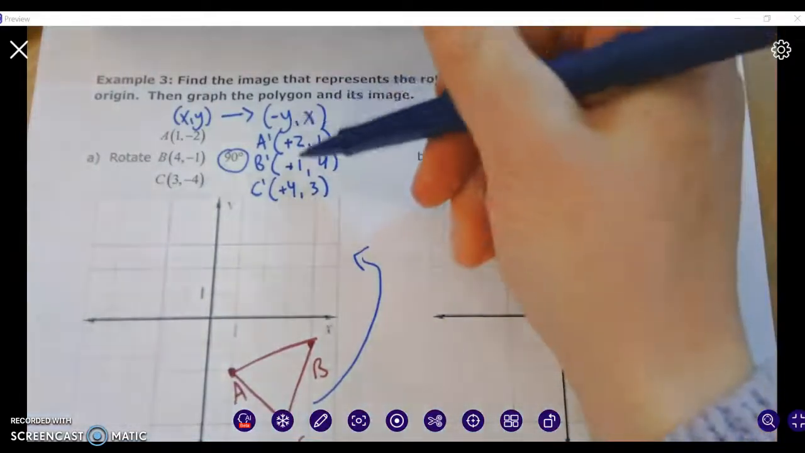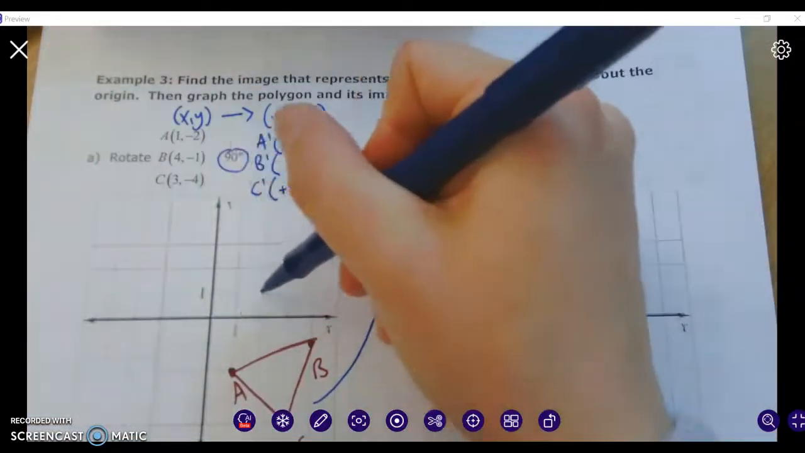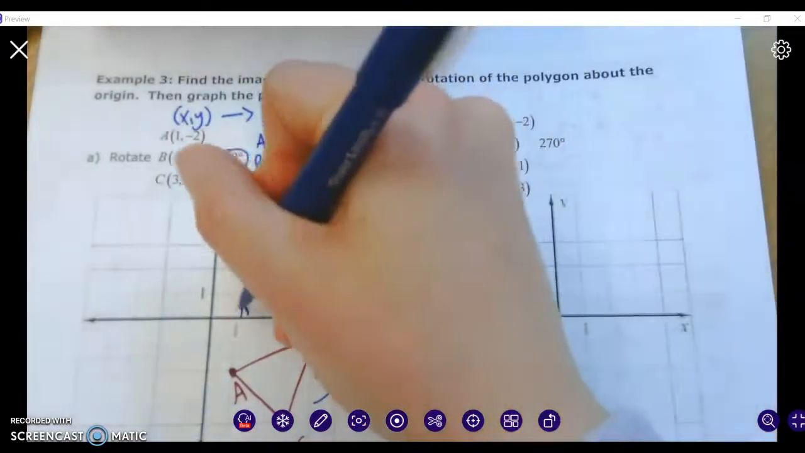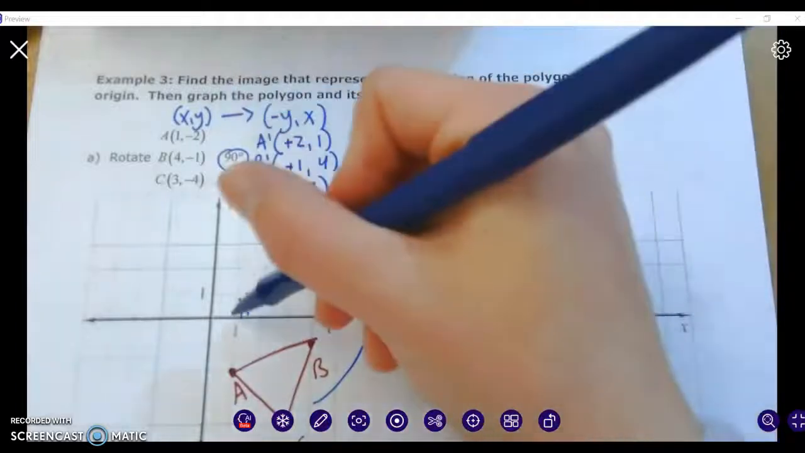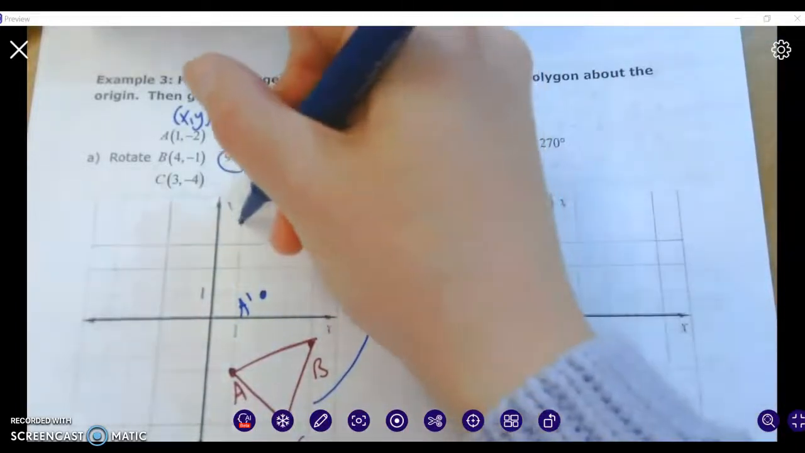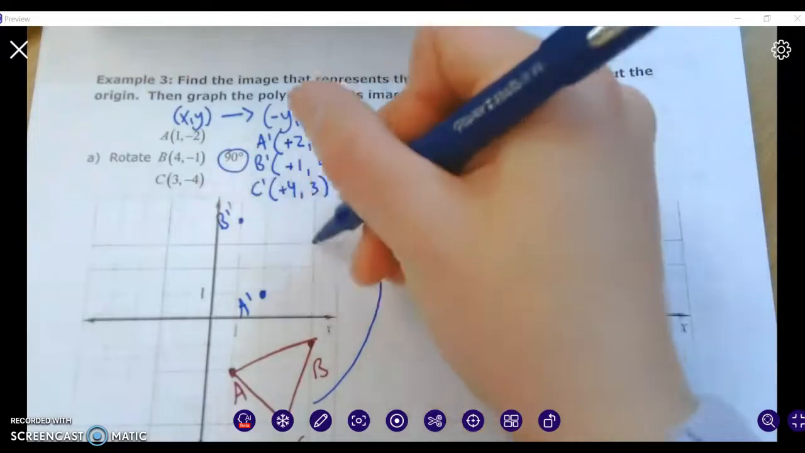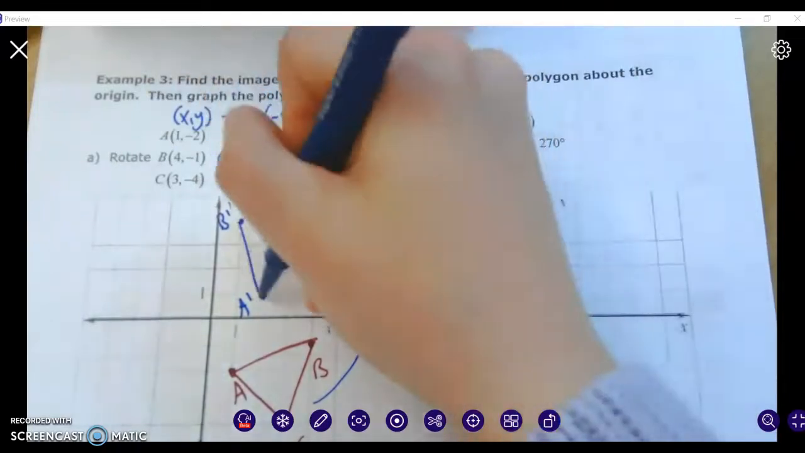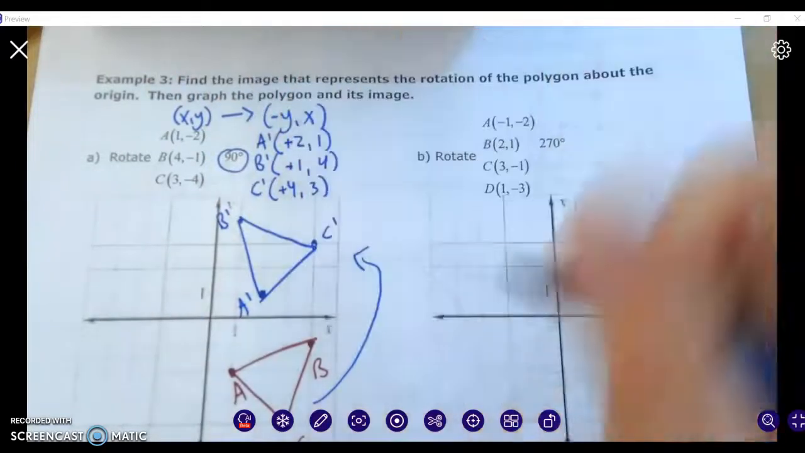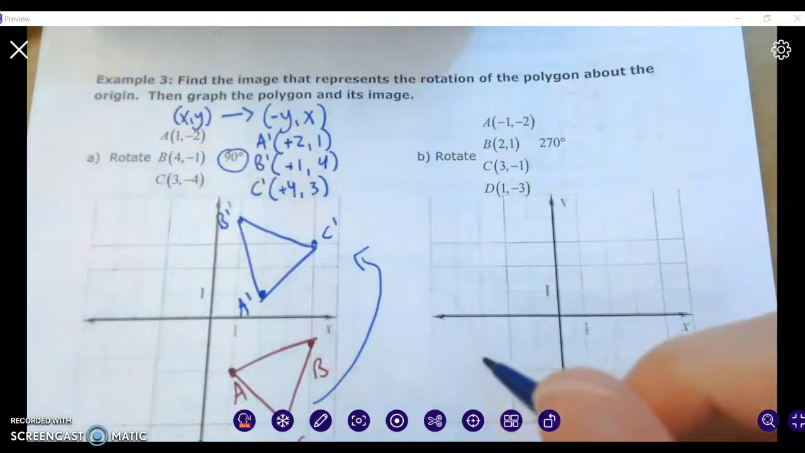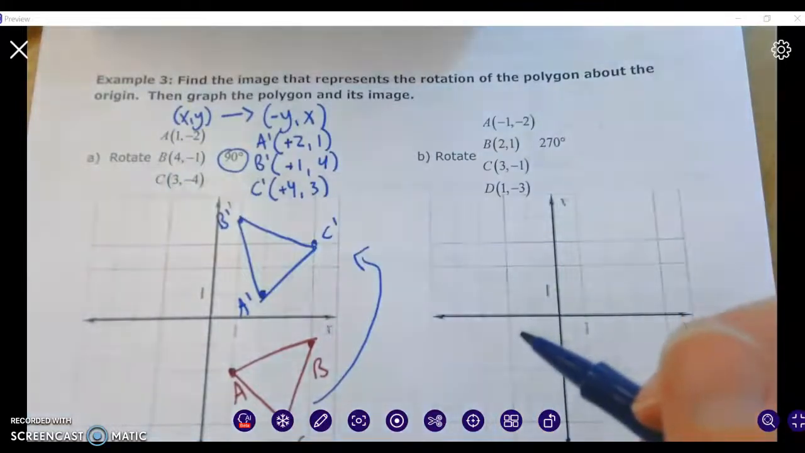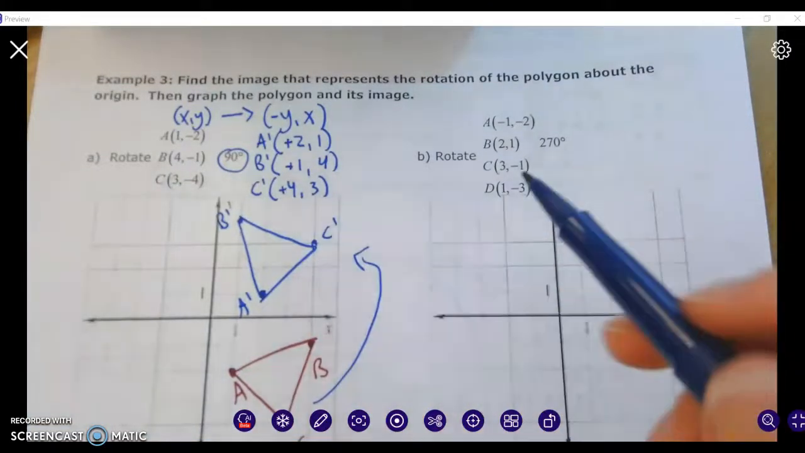Okay, and then I'm going to graph those 3 points. So 2, 1 is my A prime, B prime is at 1, 4, and C prime is at 4, 3. So then there is my new figure rotated 90 degrees.